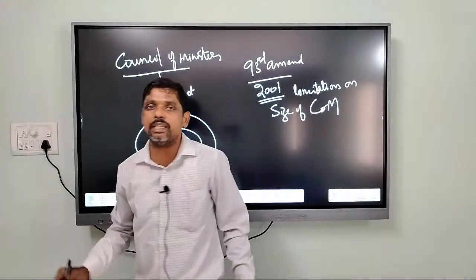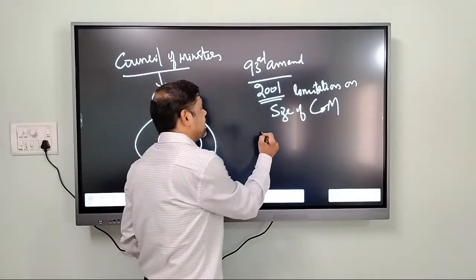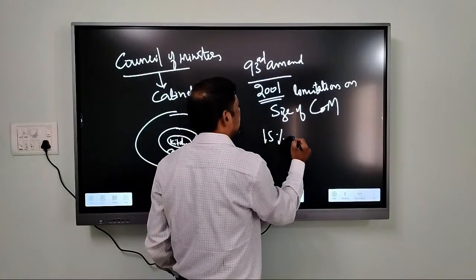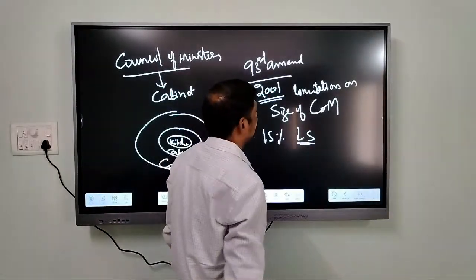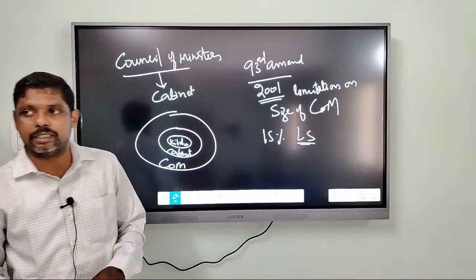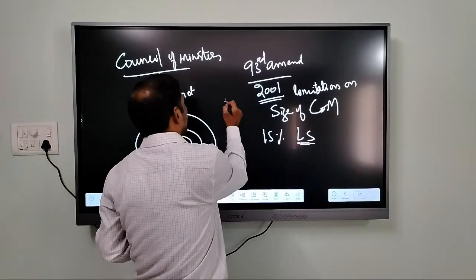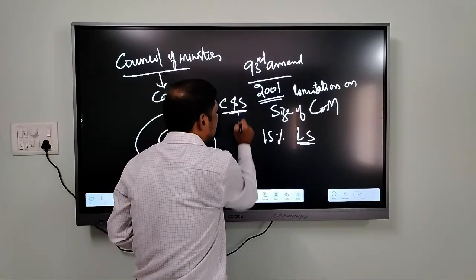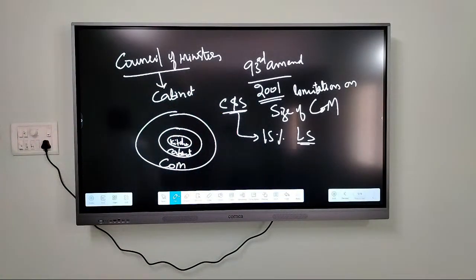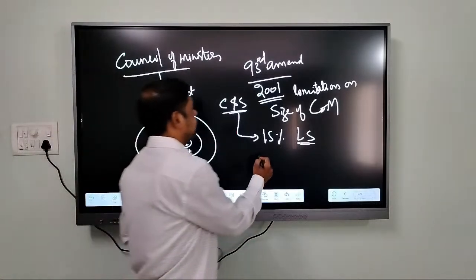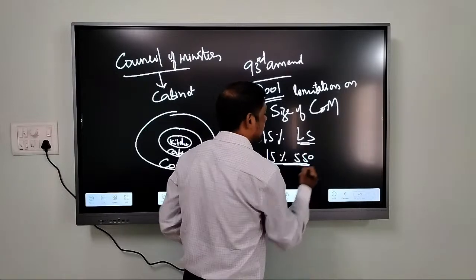So what is this limitation? The total strength of council of ministers should not be more than 15% of the strength of Lok Sabha. Alright, so the strength of Council of Ministers in the center as well as states, the size of Council of Ministers both in center and states should not be more than 15% of the strength of Lok Sabha. So what is the strength of Lok Sabha? It is 550. So it cannot be more than 15% of 550.